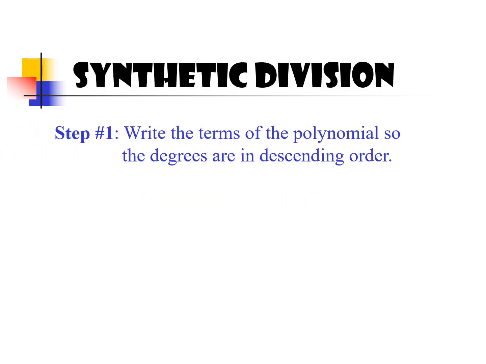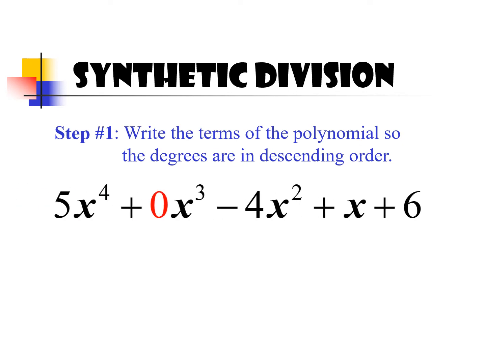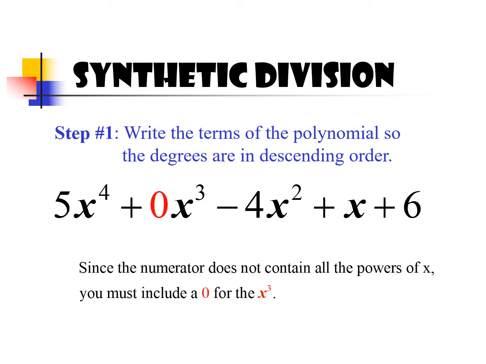In applying synthetic division, we have to write the terms of the dividend in a way that degrees are in descending order. Just like this. 5x to the power of 4 plus 0x to the power of 3 minus 4x squared plus x plus 6. Since the numerator does not contain all the powers of x, you must include a 0 coefficient for the x to the power of 3 as shown on top.